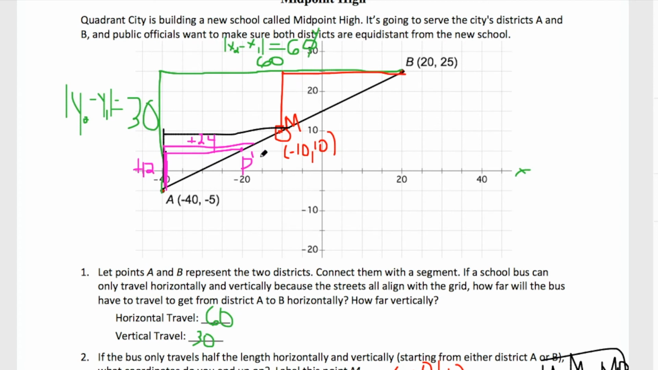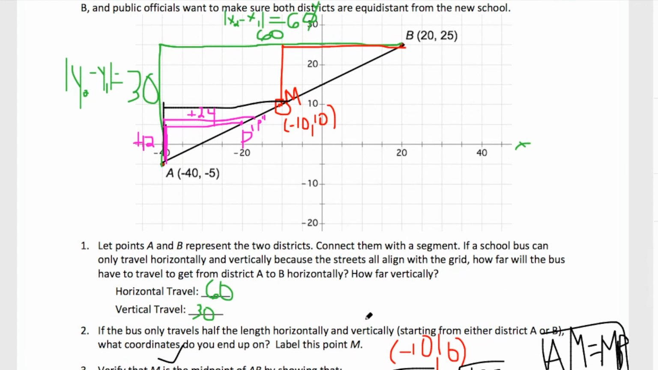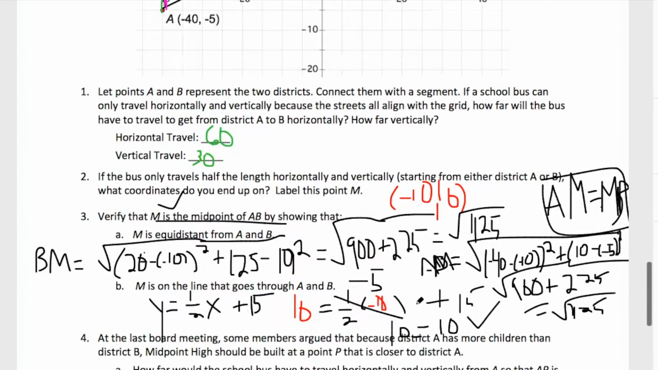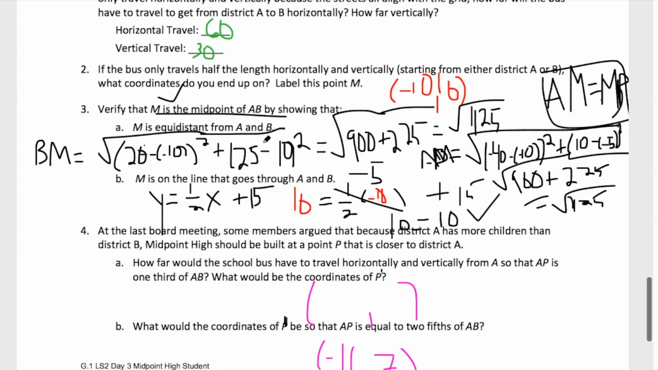So anyways, P double prime, get those coordinates going. So the x is 24 more than negative 40, so it'll be negative 16. And the y coordinate is going to be 12 greater than negative 5, so it'll be positive 7. Up top, we never wrote the coordinates down. P prime is here, and it's going to be negative 25.